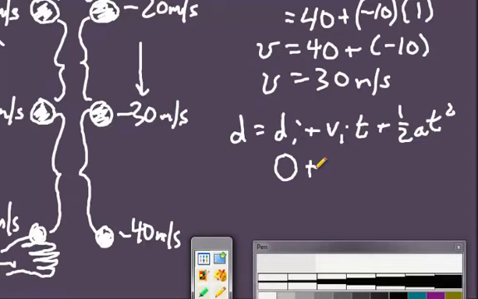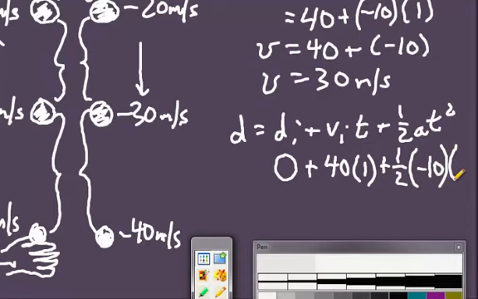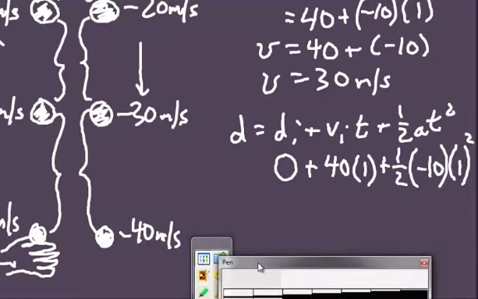The initial velocity when the ball left the thrower's hand was 40. We want to know how much ground is covered 1 second later, so we'll put a time of 1 second in here. 1/2 times -10, and then 1 squared. 1 squared like that. And then we just do a little math here, work this all out.